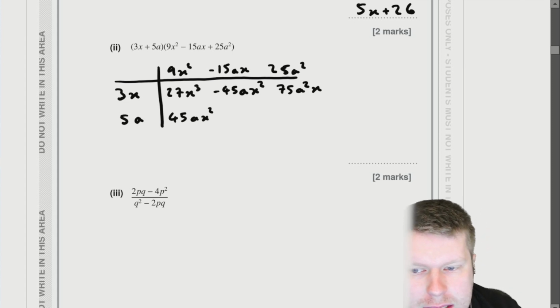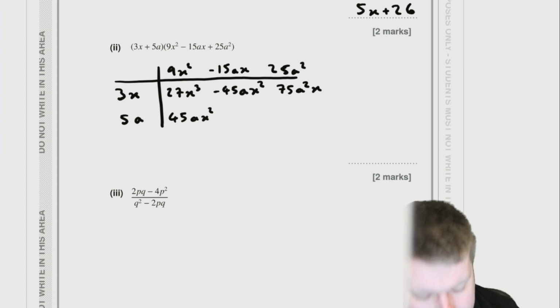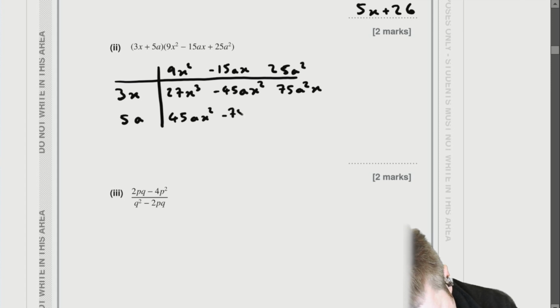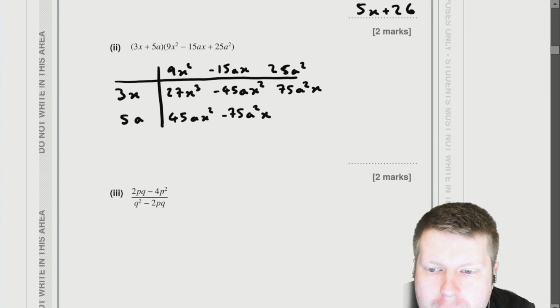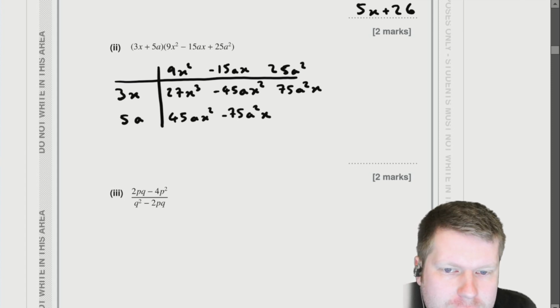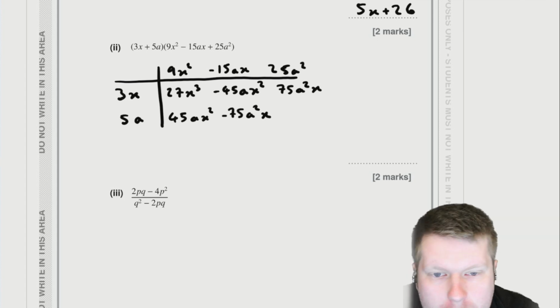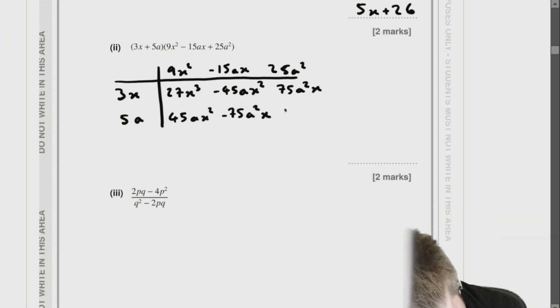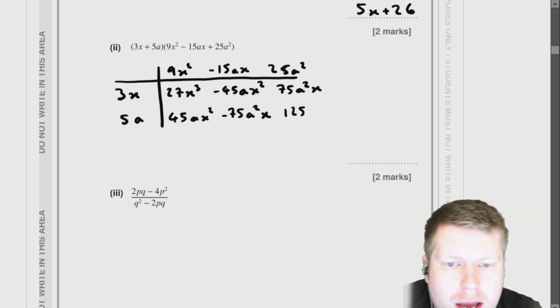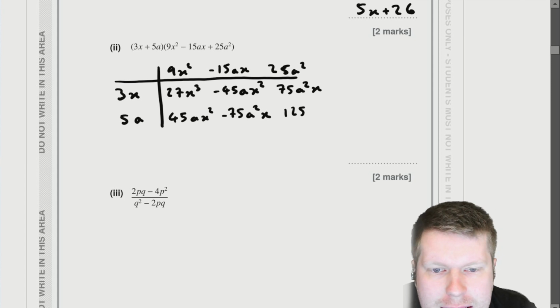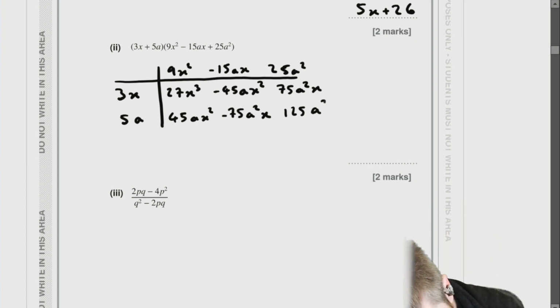So 5 times negative 15, if you need to use a calculator, that's fine, but it is negative 75. And then a times a makes a squared, and then I've still got that times by an x there. And then finally, the last term, 5a times by 25a squared. We're going to have 5 times 25, which is 125. Again, if you need to use a calculator, that's fine. And then an a times an a squared makes an a cubed.